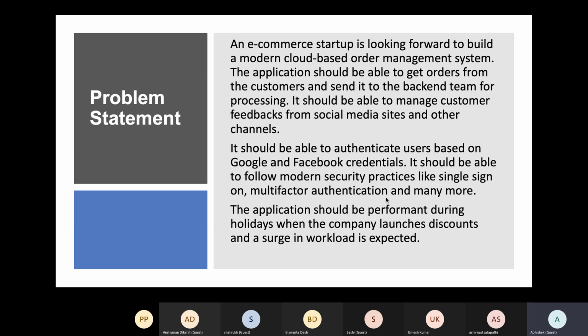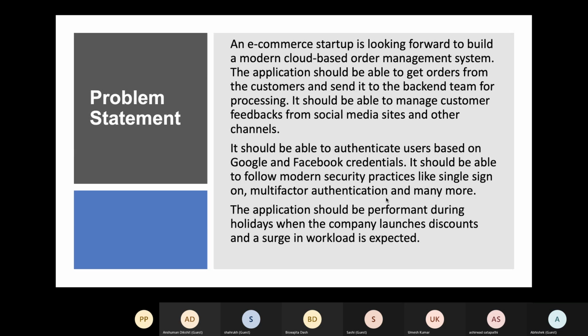The company also has some non-functional requirements, the NFRs. For example, the user should be able to authenticate based on Google and Facebook credentials. And it should follow security practices like single sign-on, multi-factor authentication, and CORS should be enabled. So all these things should be there.